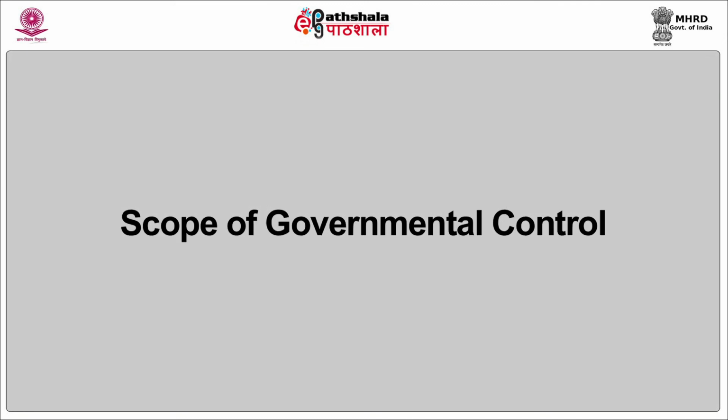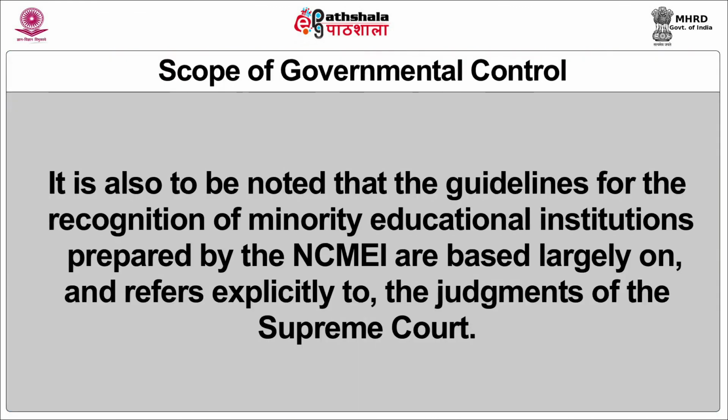Scope of governmental control. The ambiguous nature of Article 30 has brought many issues before the courts. It is because of this ambiguity that much of the law on minority educational institutions has been a product not of legislation but of the court's rulings. It is also to be noted that the guidelines for the recognition of minority educational institutions prepared by NCMEI are based largely on, and refer explicitly to, the judgments of the Supreme Court.